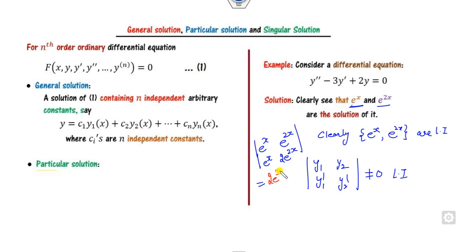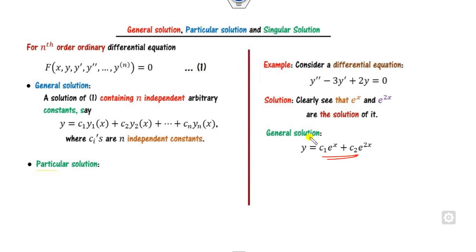So 2e^(3x) minus e^(3x), which is e^(3x), which can never be 0, because the exponential function can never be 0. So it means these are linearly independent. So it is satisfied. Then the linear combination of them is called the general solution.